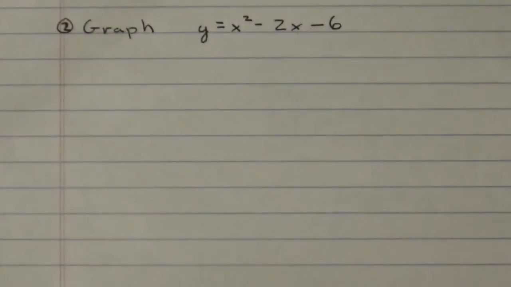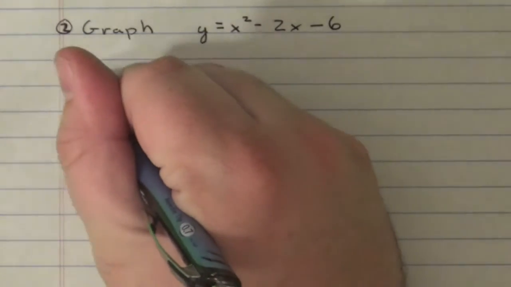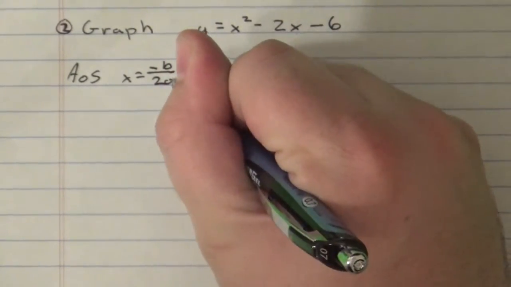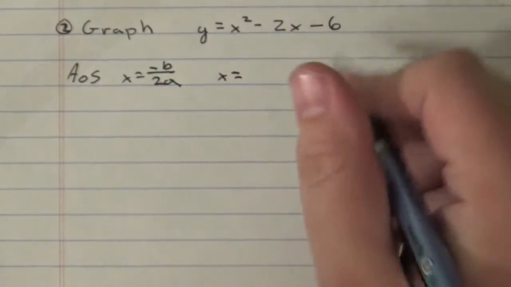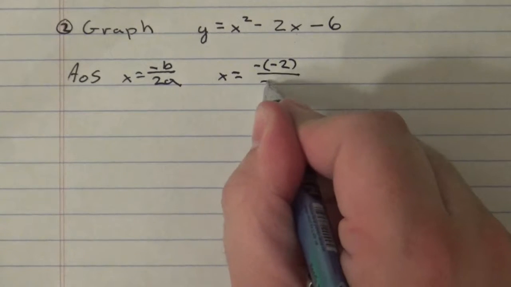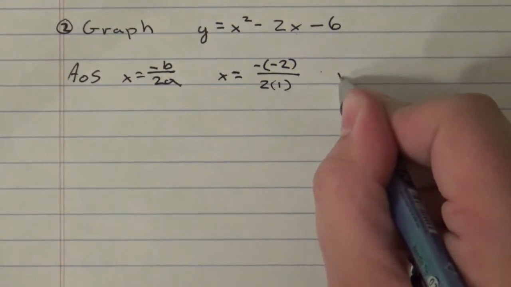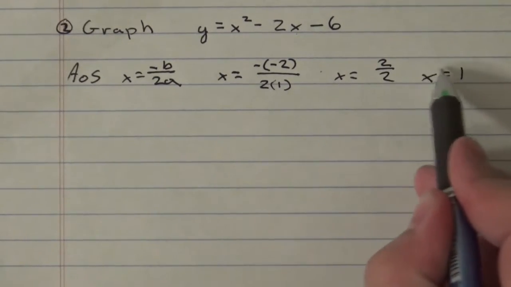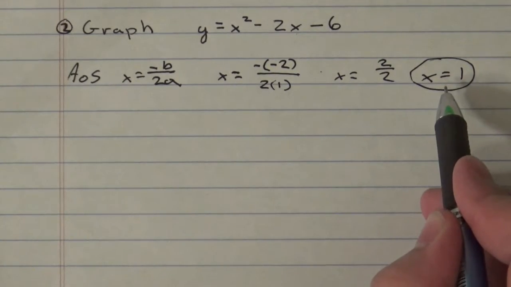Alright, so here we go. We're going to graph this equation, x squared minus 2x minus 6. So we're going to do the same thing. The first step that I want to do is find my axis of symmetry. To find that, we know that x is equal to negative b over 2a. So x is equal to negative b, which happens to be negative 2 in this particular problem, over 2 times 1. Well, this gives me x is equal to 2 over 2, so x is just equal to 1. So my axis of symmetry is x equals 1.